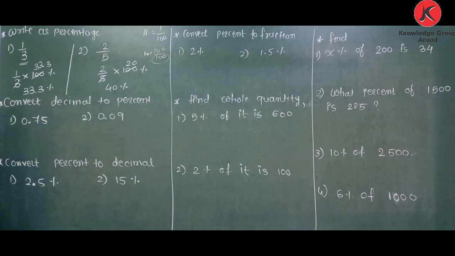Convert decimal to percentage. If a decimal is given and you need to convert it into a percentage, how can we convert? So 0.75. Now let's write this one as a fraction. So it is 75 by 100. Now it is a numerator of a fraction with denominator 100. The denominator is 100, so we can directly write it as 75%.